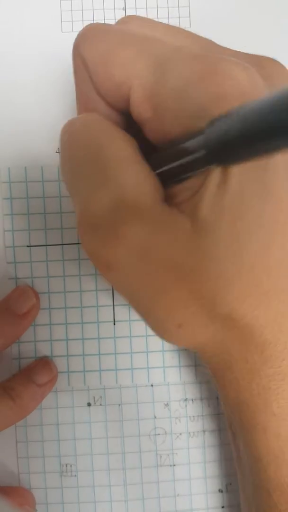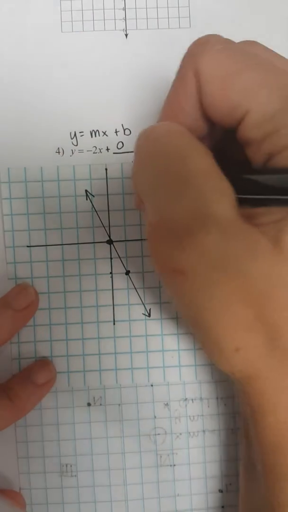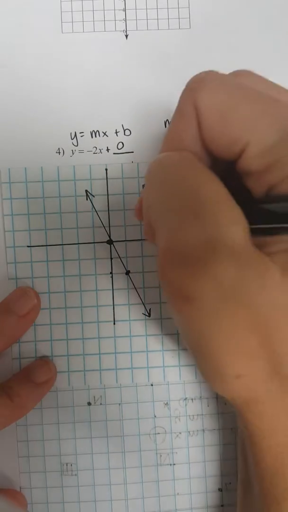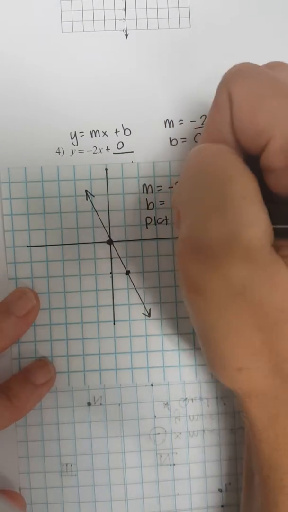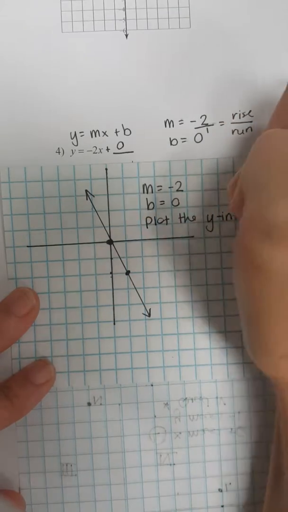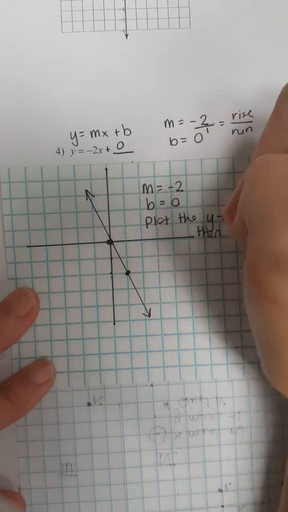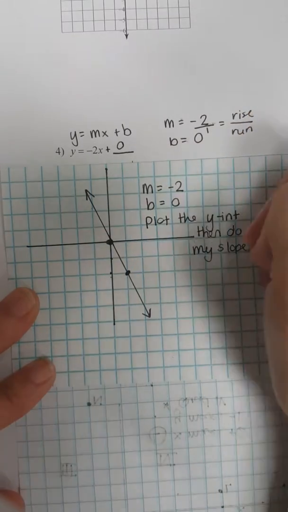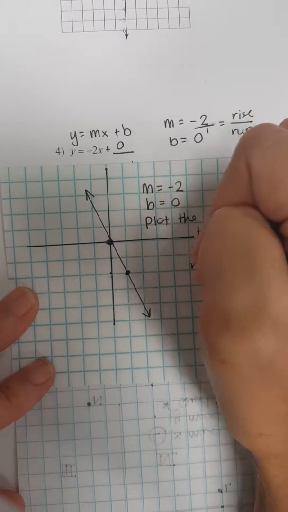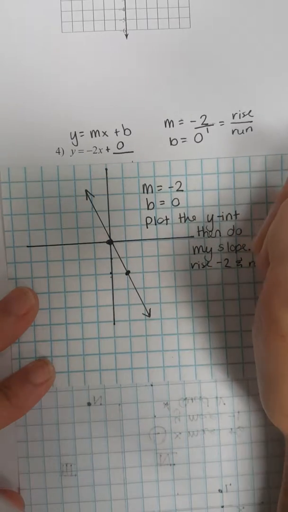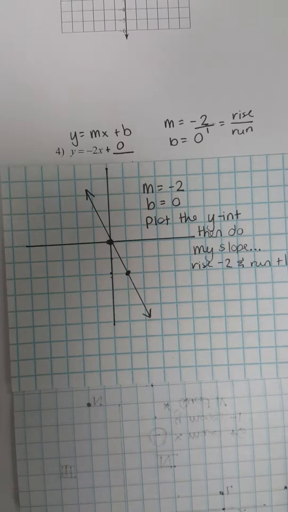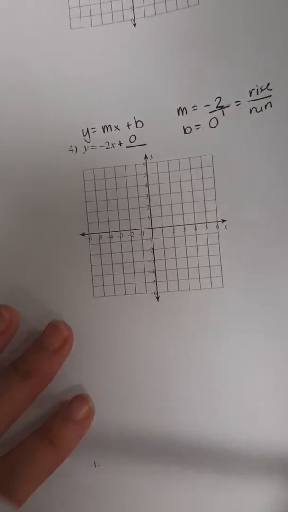Put my arrows. My reasoning: slope is -2, b is 0. Plot the y-intercept, then do my slope: rise -2 and run +1. There's my explanation. Awesome.